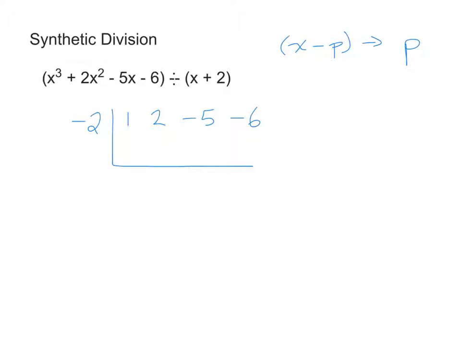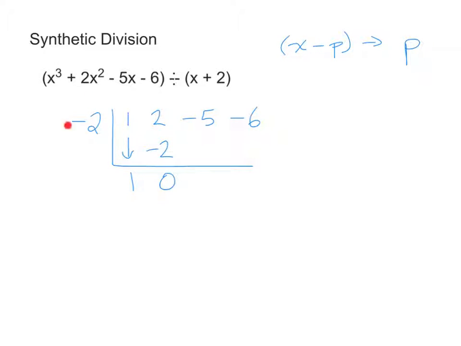Bring down the first term. So take the 1 down here, and then we're going to multiply here and here. -2 times 1 is -2. The product goes there. And then we'll add 2 plus -2. So we're adding here. So it's multiply, product, and then add. That gives me 0. And then you do that process over again.